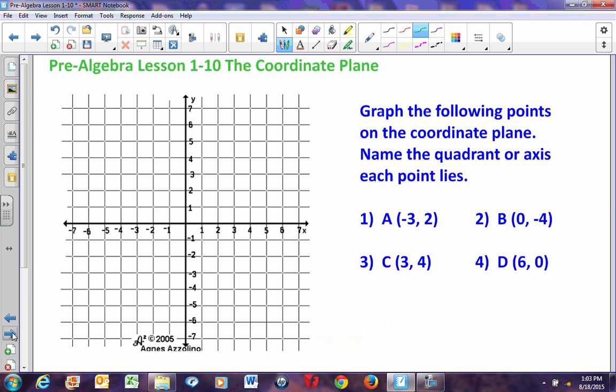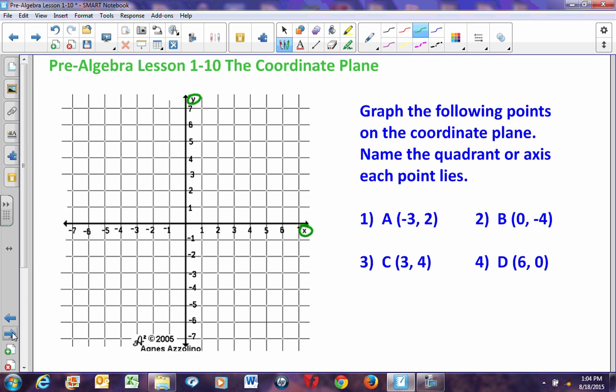Now, we're going to graph the following points on the coordinate plane, and then name the quadrant or axis in which each point lies. So here I have a nice little coordinate plane. If they're not already labeled with x and y, you should label them. Mine are labeled, so we're good. If you don't label your values, 1, 2, 3, 4, 5, 6, and 1, 2, 3, 4, 5, 6, we have to assume you're counting by ones. If you count by something other than ones, you have to label your graphs.